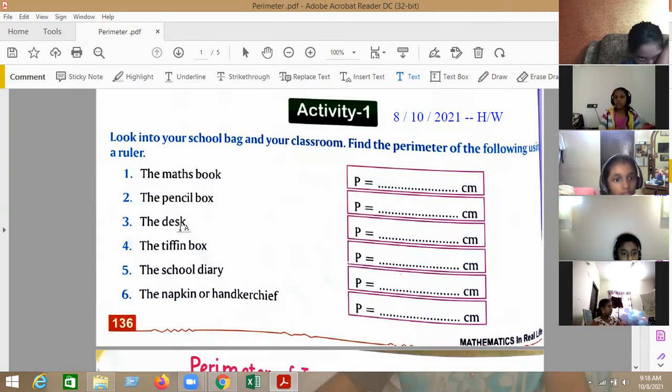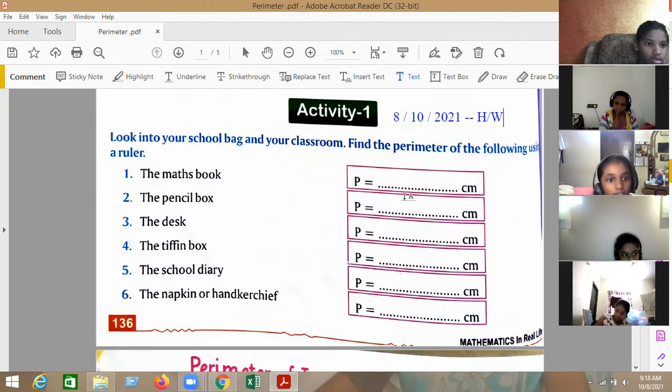If it is not there, an exam pad is there, no? At least you measure your exam pad. Your tiffin box. School diary, if it is there, okay. Napkin or handkerchief. Instead of the school diary, you measure your maths notebook. Instead of a desk, if you don't have it, no one should unmute.